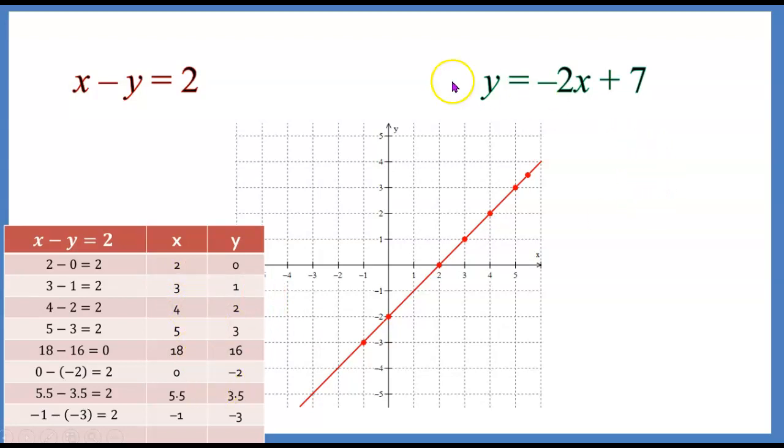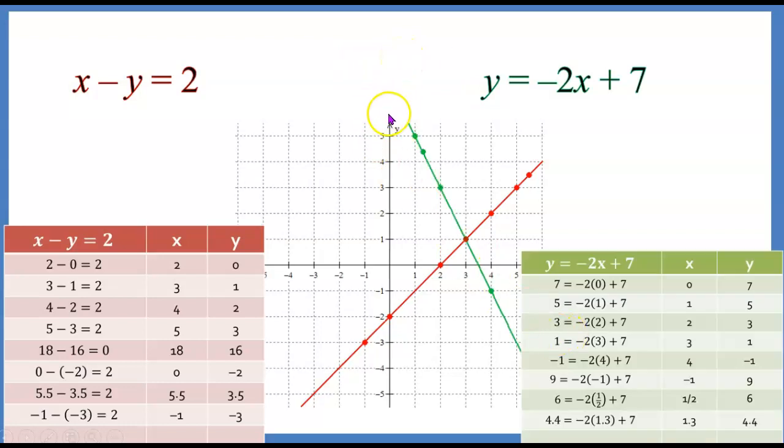And the second equation, y equals negative 2x plus 7, has a graph that looks like this. So all the points on this line have coordinates that work in that equation. We have (0, 7), way up here somewhere. We have (1, 5), (2, 3), (3, 1), (4, -1), and (1.3, 4.4), and so on.